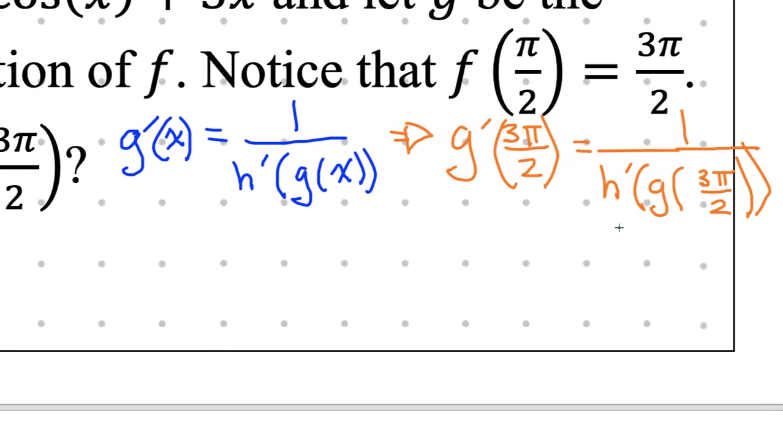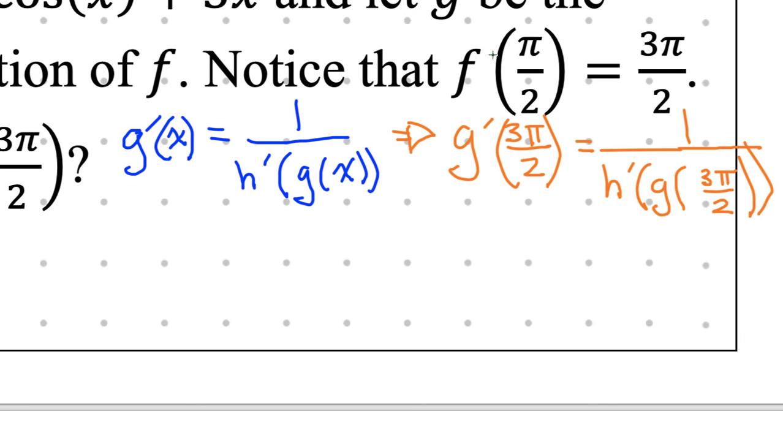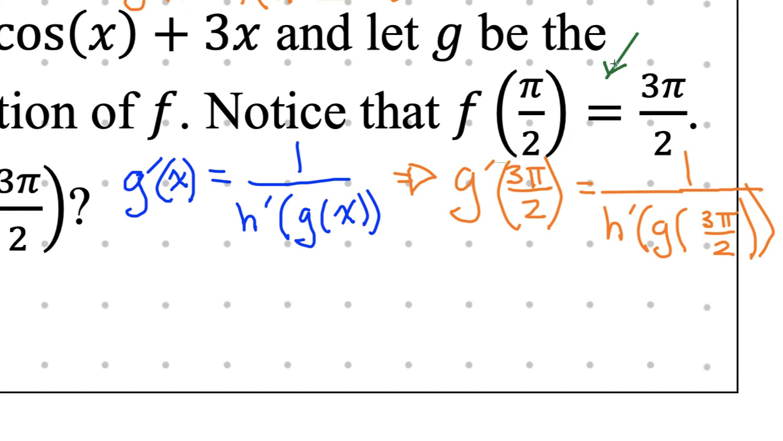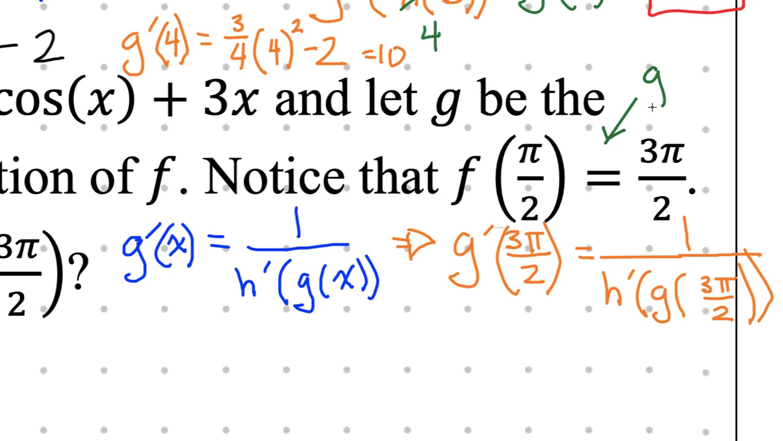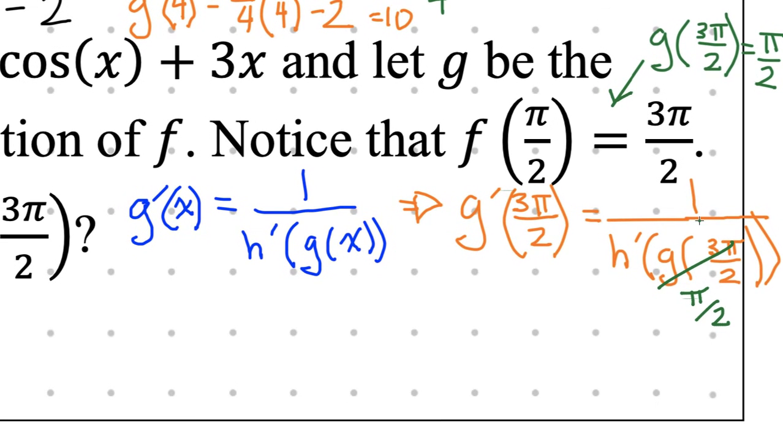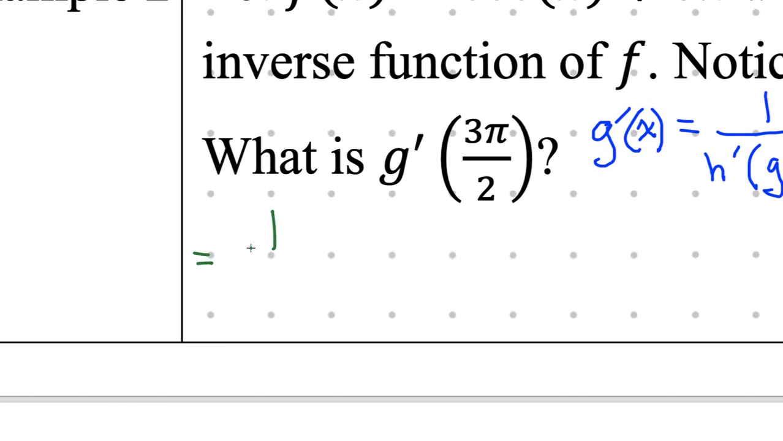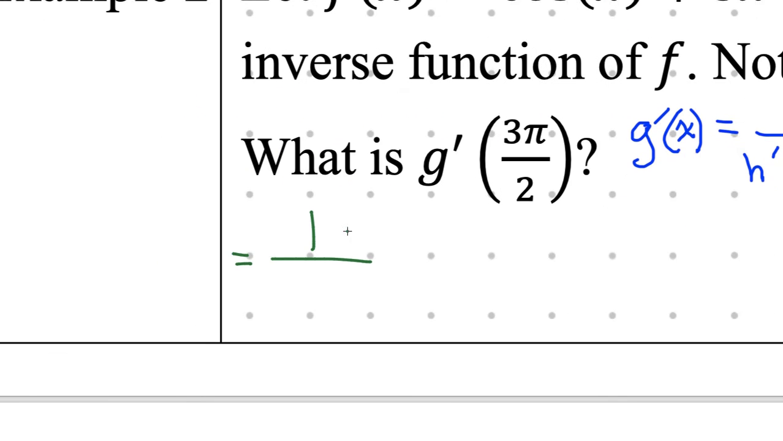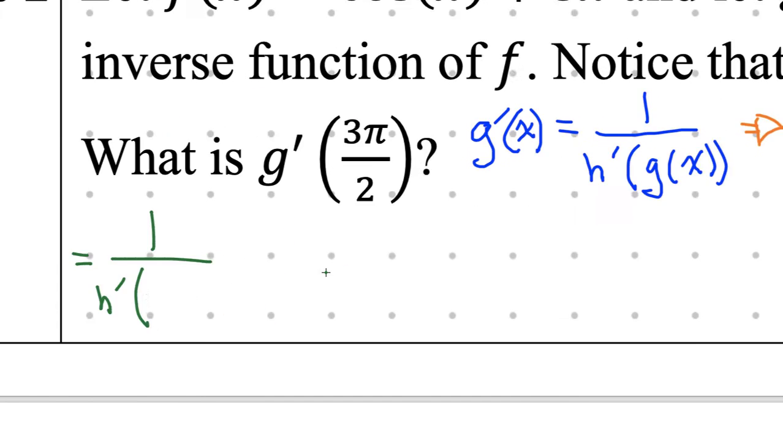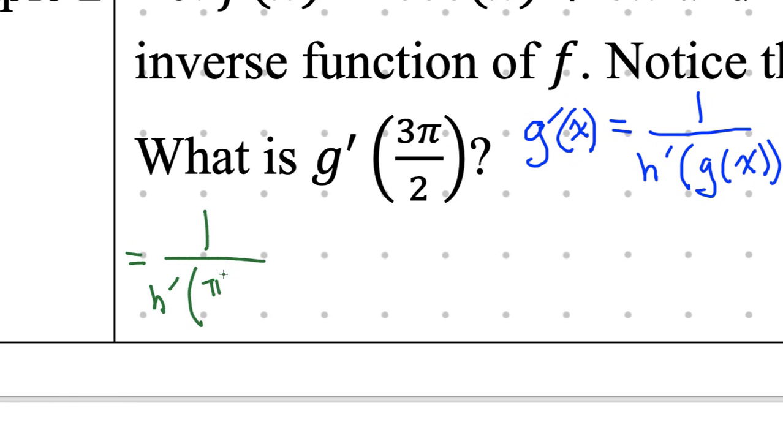So from here, I need to ask myself, what is g of 3 pi over 2? I only have f of pi over 2. How am I going to get that? Well, it's the reverse of that. I can say the inverse function for this guy means that g of 3 pi over 2 is equal to pi over 2. So this g of 3 pi over 2 will cancel out, and that turns into just pi over 2. I shouldn't say cancel out. It's really being substituted out. So now my new function says this is equal to 1 all over, and I still have the h prime on the outside, 1 over h prime of this pi over 2, pi over 2.